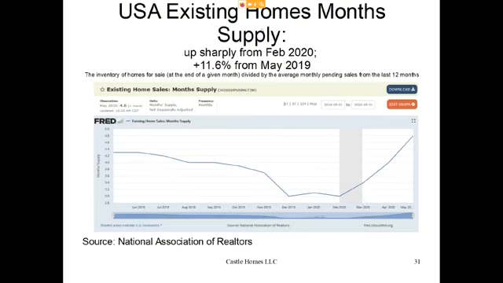Okay, month supply. And I have the definition here. And we are up very sharply from these lows in February. We had been very low. And we're up 11.5% over May 2019. So this is going up, up, up. Month supply, we're up 4.8%. 6 months is considered neutral, so we're still in a seller's market. If we switch longer than 6 months, we'll switch to what's considered a buyer's market.